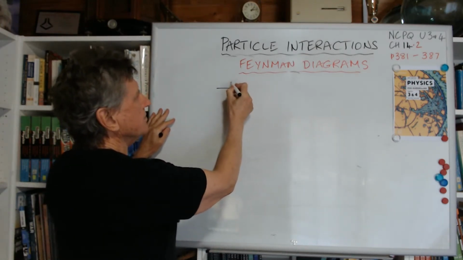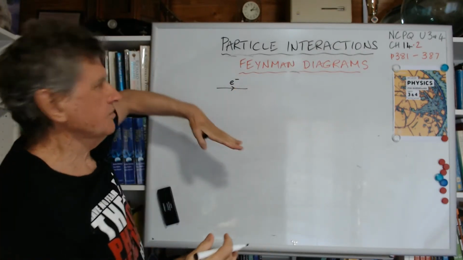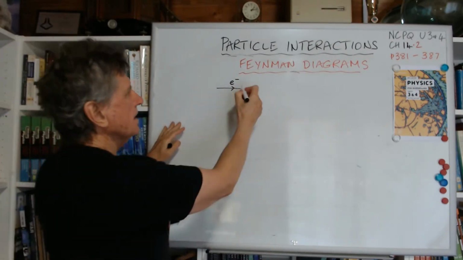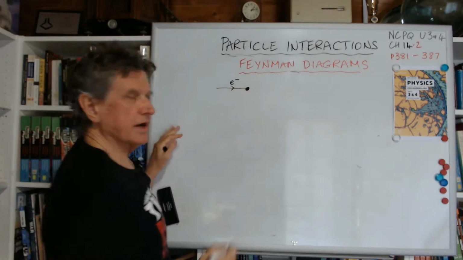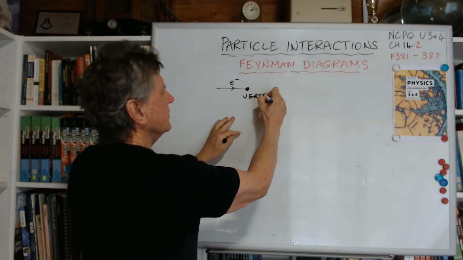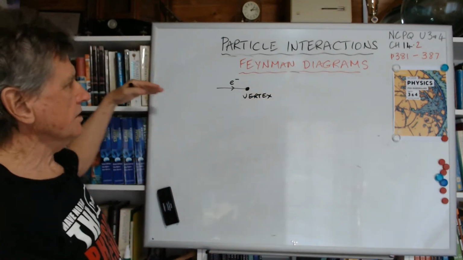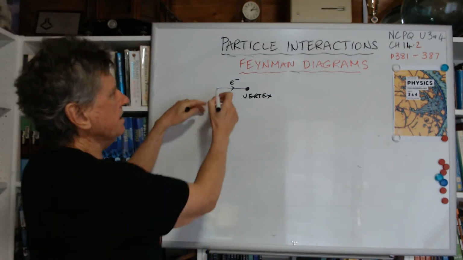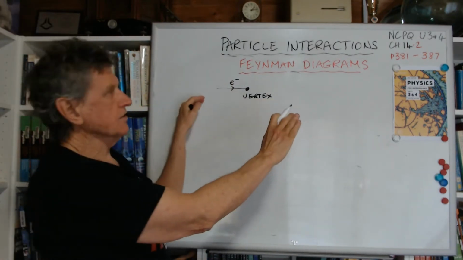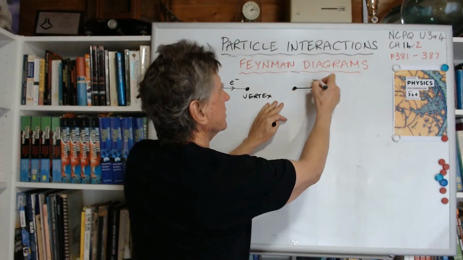Let's say we're representing an electron travelling in time that way. Now, it could be at a bit of an angle, it doesn't matter. We use a dot on one end. That dot's called the vertex. It's just where things happen, where the interaction happens. So that's an electron coming in, an inbound electron. An outbound electron would be like that.